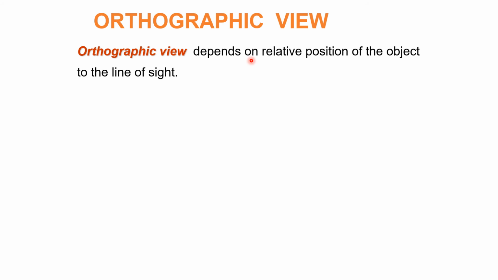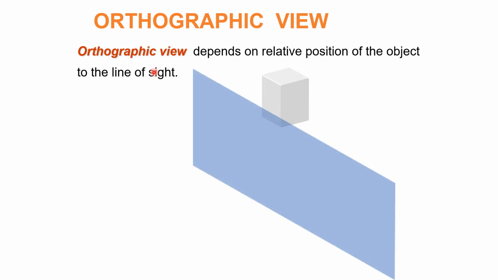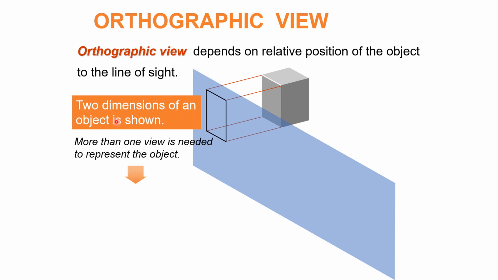Orthographic view depends on the relative position of the object to the line of sight. Here now I will change the relative position. There you will see a new thing in the orthographic projection. Here the line of sight hits the plane of projection, and the same object is formed. Two dimensions of the object are shown, means this width and height are shown, but this length is not shown in this orthographic projection drawing.